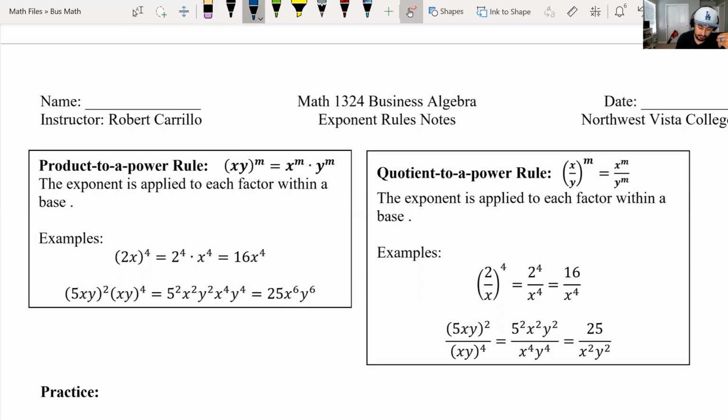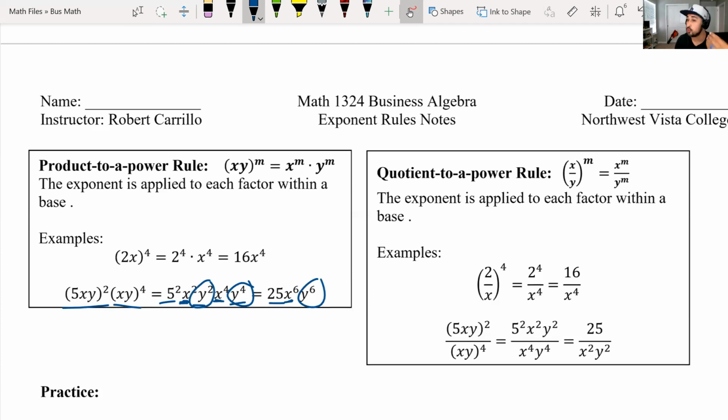All right, then down below, 5xy squared times xy to the fourth. So for the first one, that says 5 to the 2nd, x to the second, y to the second. For the next one, that's x to the fourth and y to the fourth. And now all we do is clean up. 5 squared becomes 25. X squared times x to the fourth becomes x to the sixth. Y squared times y to the fourth becomes y to the sixth.